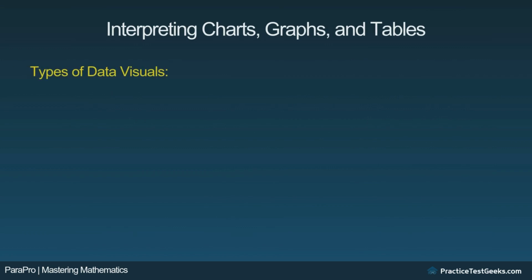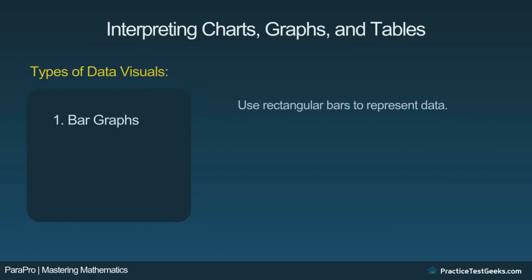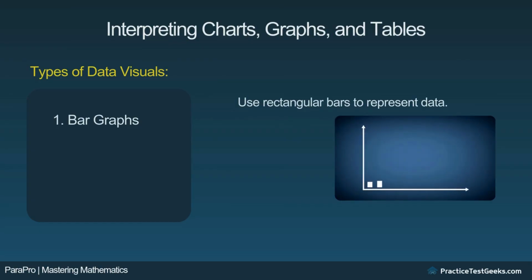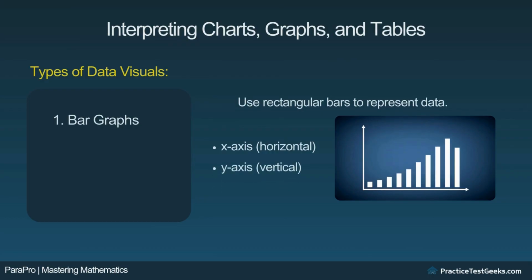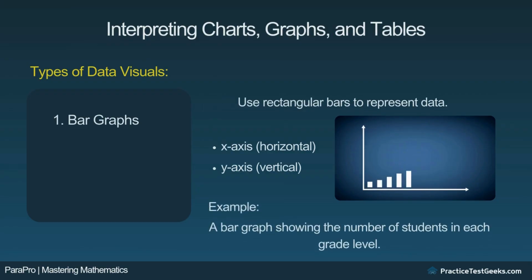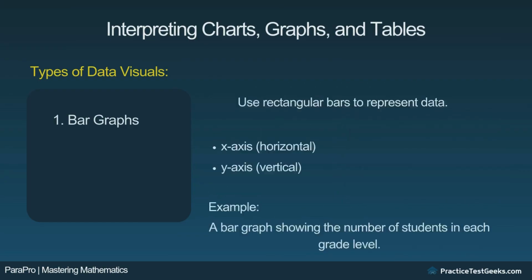Types of data visuals. 1. Bar graphs. Bar graphs use rectangular bars to represent data. The length or height of the bar corresponds to the value of the data. How to read: look at the labels on both the x-axis, horizontal, and y-axis, vertical. The x-axis typically represents categories, while the y-axis shows numerical values. Example: a bar graph showing the number of students in each grade level.